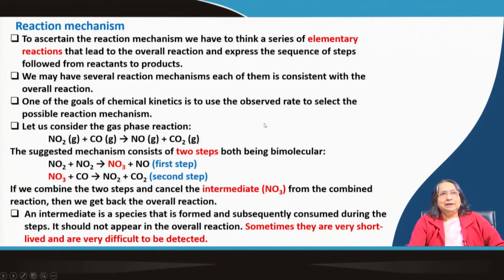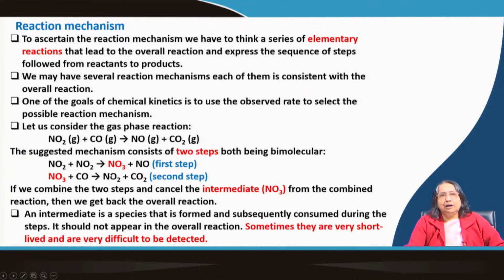Okay. So, for example, this is one reaction, NO2 plus CO giving NO plus CO2, a gas phase reaction. Now, the suggested mechanism consists of two steps. In the first step, NO2 gives NO3 plus NO. Then in the second step, NO3 plus CO gives NO2 plus CO2. And NO3 is the intermediate. NO3 is not there in the actual reaction. So, if NO3 is produced, it has to be consumed also. In between it is formed, but it should be consumed. So, here it is consumed.